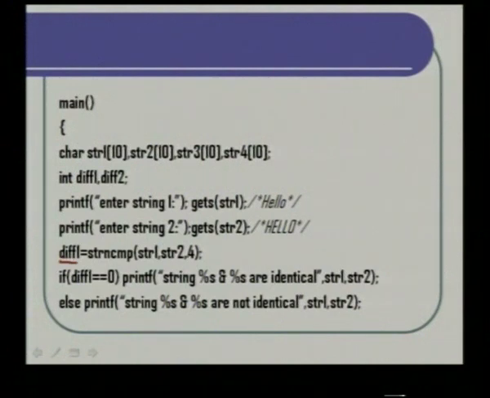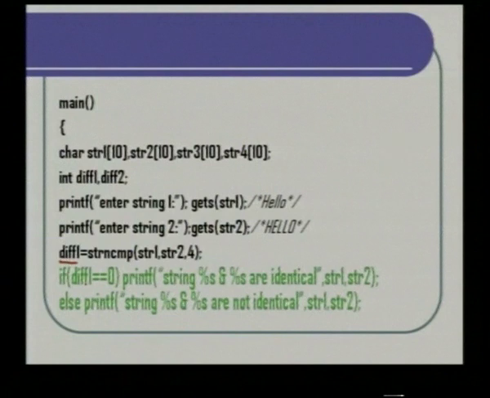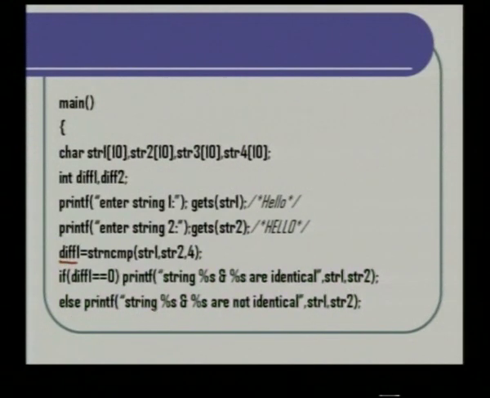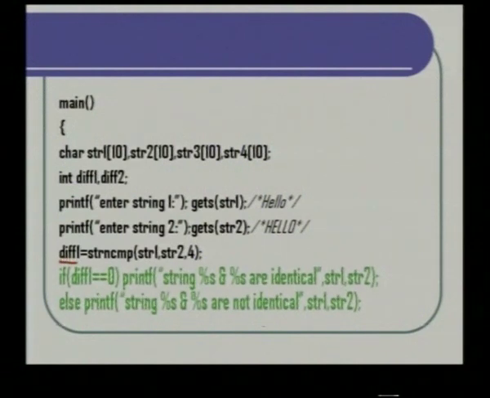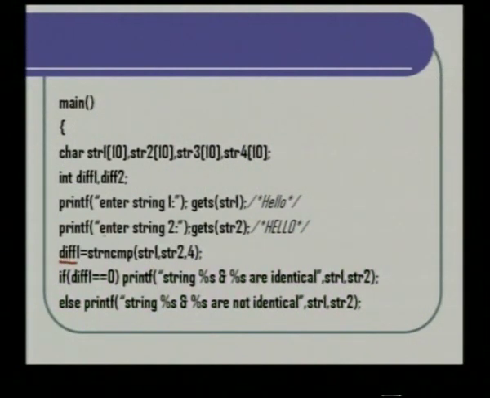So, how will the compiler check? It will check that the first two are identical, but the second are not identical, though both are E, this one is small and this one is capital. So, here itself the compiler will decide that the two strings are not equal. So, automatically the value of diff will be something other than 0. So, in the next set of statements where we are checking for similarity, the else statement will be printed: strings str1 and str2 are not identical. So, this is the example with strncmp.